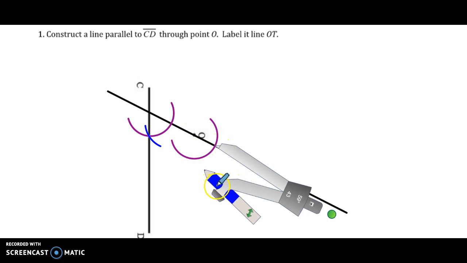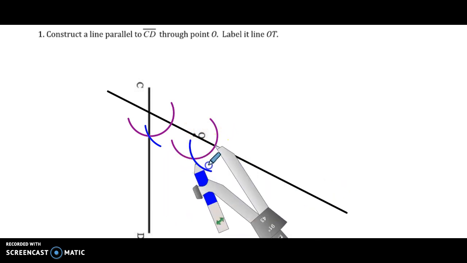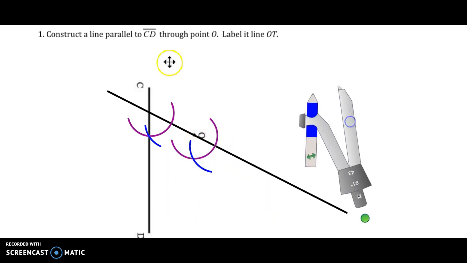that intersection of the line, is, not to O. Okay, we're not transferring it to O. We need another point in addition to O. So where those two arcs intersect, we can put a point. And through O and the point we just made, we can put a line.